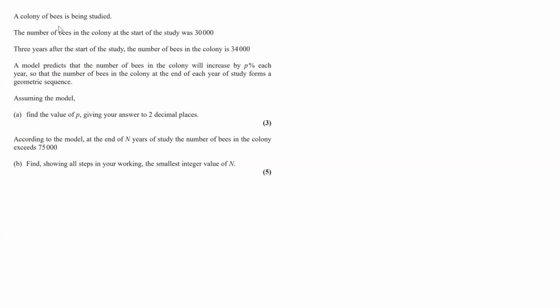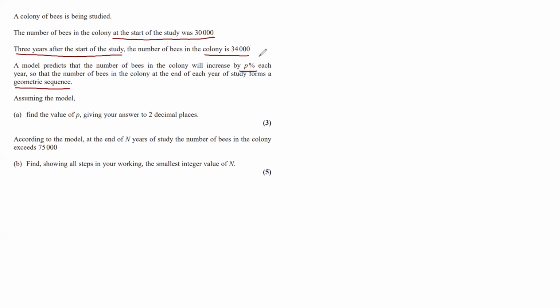A colony of bees is being studied. The number of bees in the colony at the start of the study was 30,000. 3 years after the start of the study, the number of bees in the colony is 34,000. A model predicts that the number of bees in the colony will increase by P percentage each year, so that the number of bees in the colony at the end of each year of study forms a geometric sequence. Assuming the model, find the value of P, giving your answer to 2 decimal places.